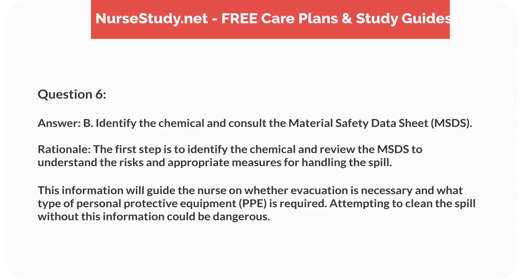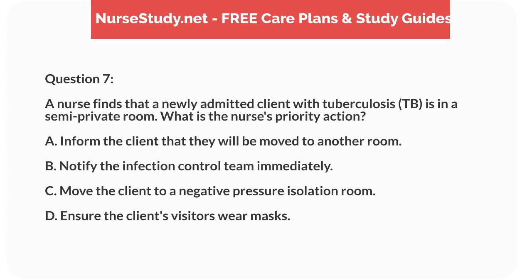Answer: B. Identify the chemical and consult the Material Safety Data Sheet, MSDS. Rationale: the first step is to identify the chemical and review the MSDS to understand the risks and appropriate measures for handling the spill. This information will guide the nurse on whether evacuation is necessary and what type of personal protective equipment, PPE, is required. Attempting to clean the spill without this information could be dangerous. Question 7.